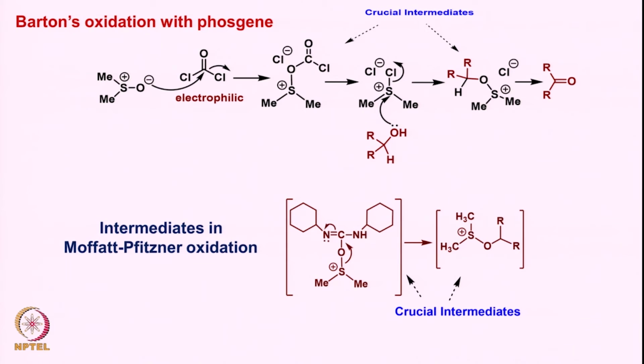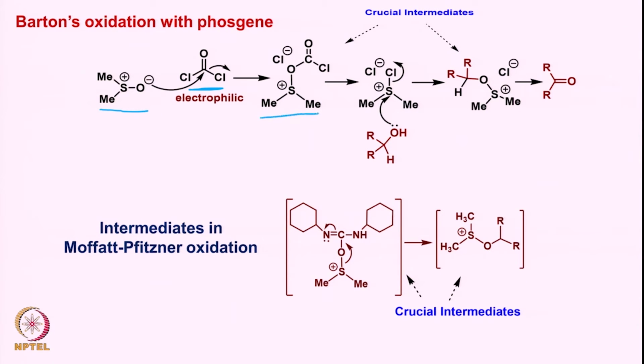and the Barton oxidation with phosgene is also somewhat similar. There your DMSO attacks phosgene, and phosgene is nothing but this particular compound where there are two chlorines attached to a carbonyl group. It acts like an electrophile, and DMSO attacks this carbon, leading to the formation of this intermediate.